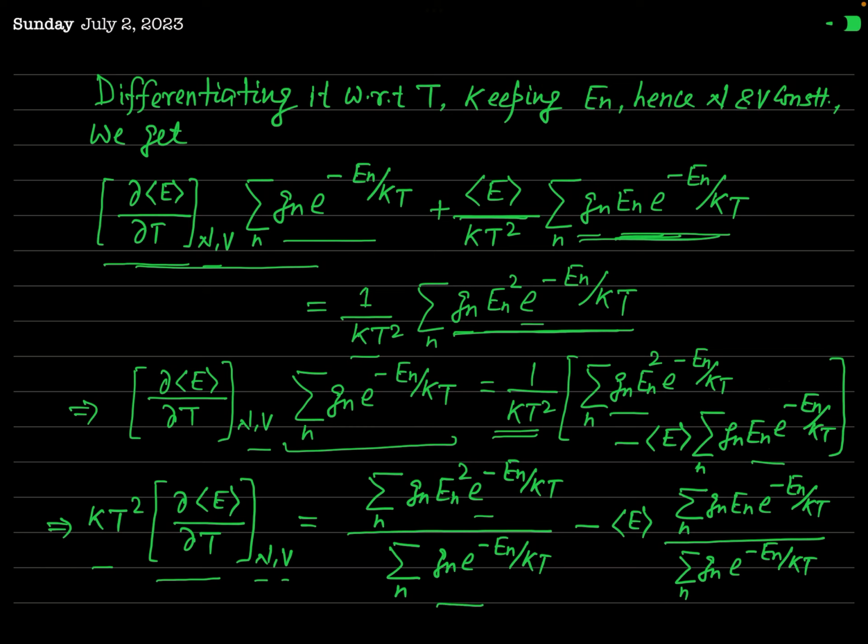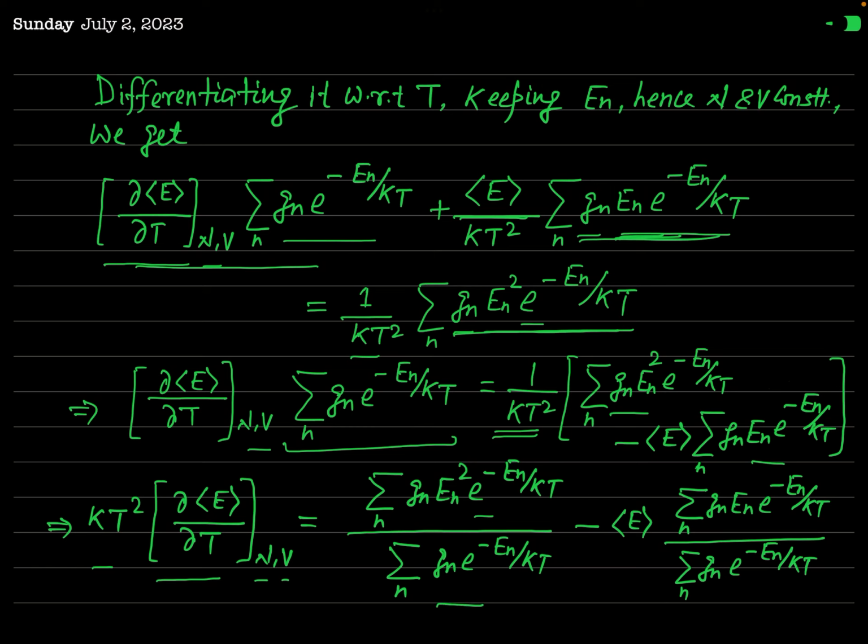Okay. As you can see, the average value of E is defined like this, but in the place of En, now there is En square. So that expression actually represents the average value of E square. Okay. And this second factor represents the average value of E. But one average value of E is already present here. So average value of E times average value of E will be equal to average E square.